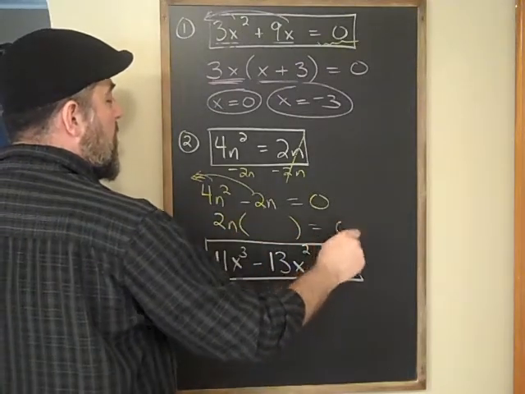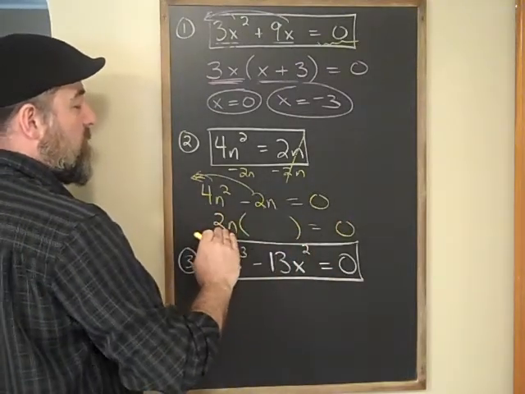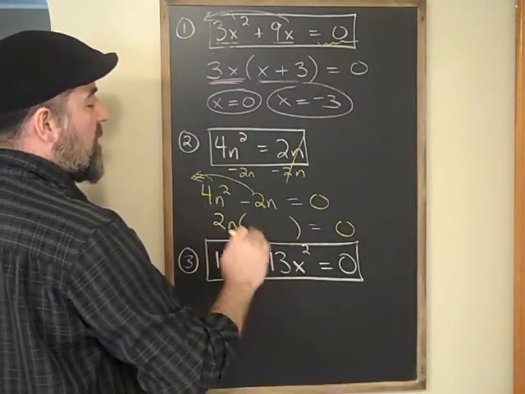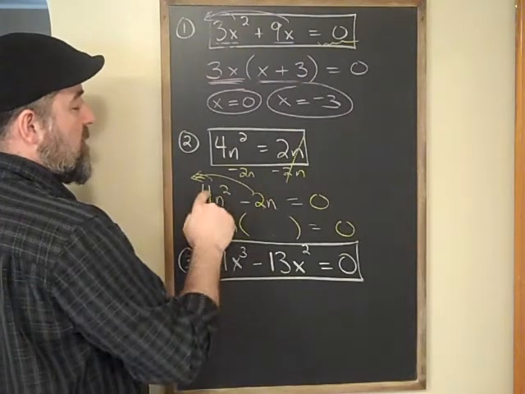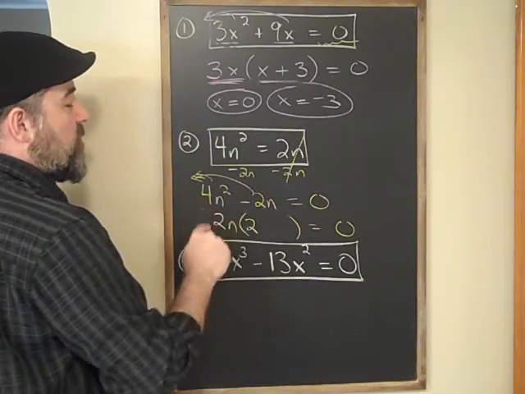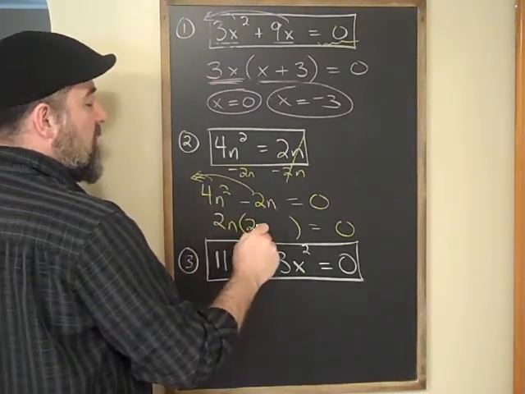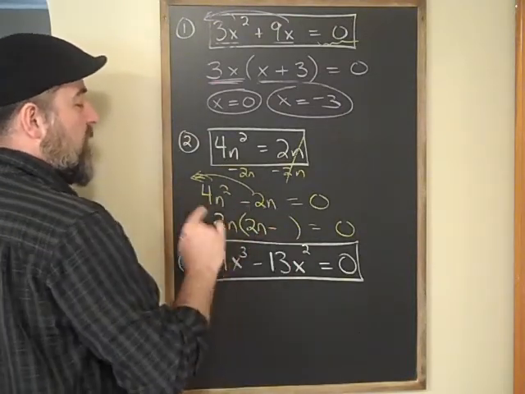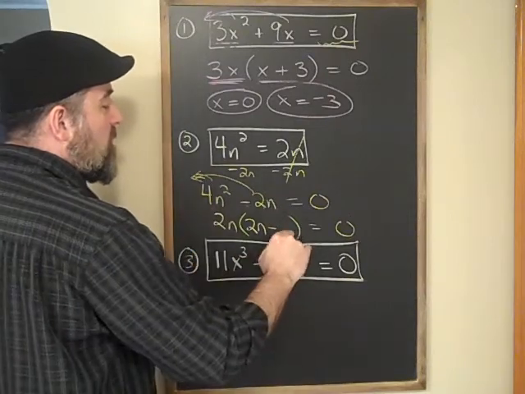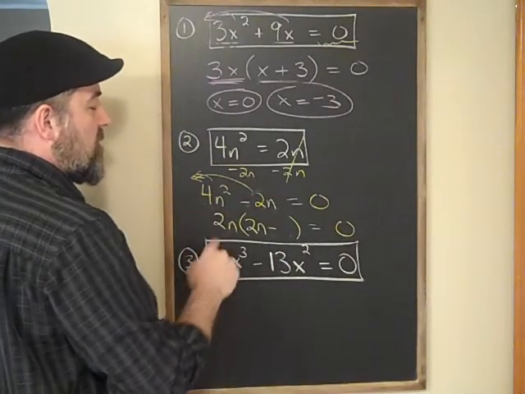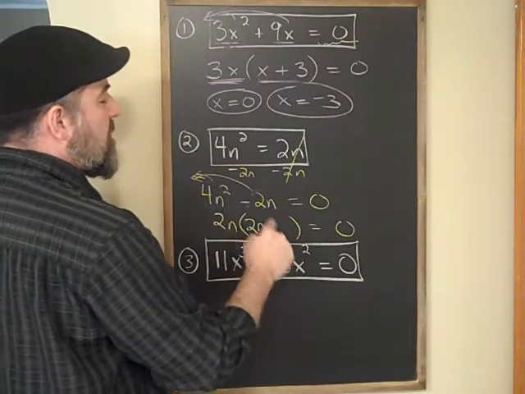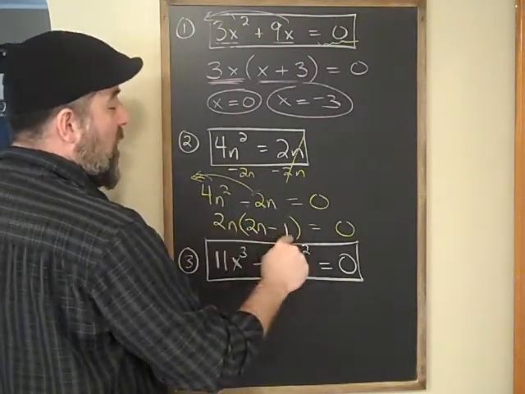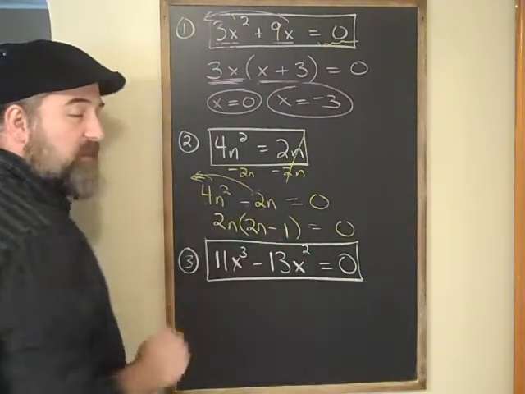So now we have to figure out what's left. What do we multiply 2n by to get this? 2n times what gets you 4n squared? Well, 2 times 2 gets us the 4. n times n gets us the n squared. So there's our n. And now it says minus, so we say minus. And we have to ask ourselves, 2n times what gets us that term of 2n? 2n times 1, right? Anything times 1 is itself. So that's the other one.